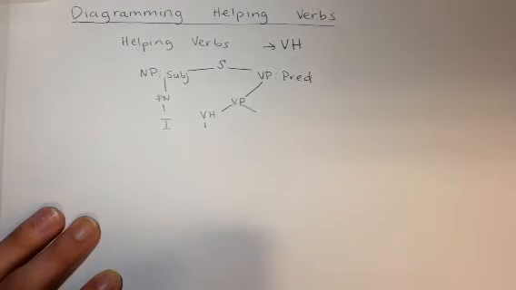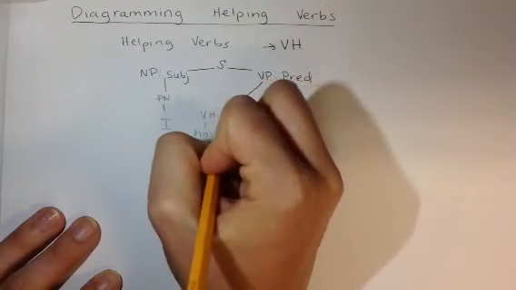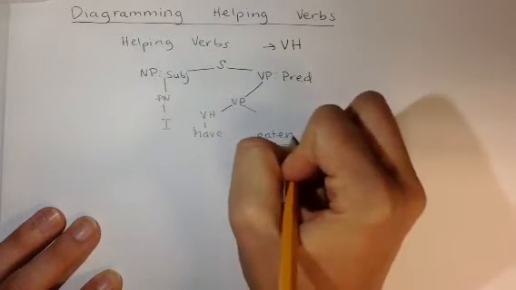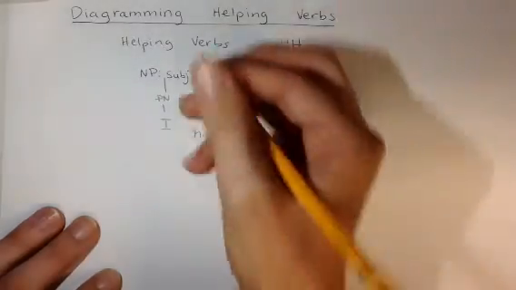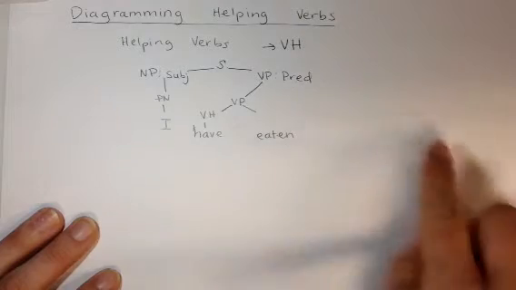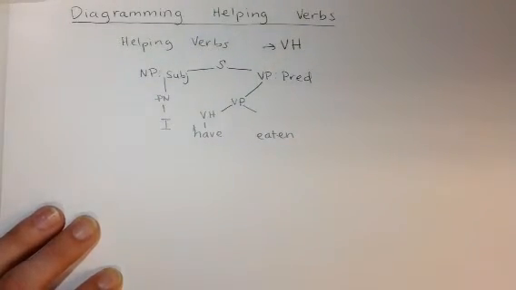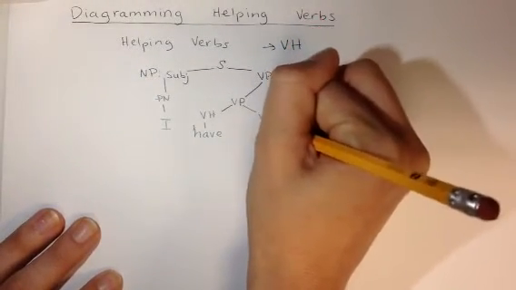So let's say I said, I have eaten. Okay, I have the helping verb that gives me the tense, and then because eaten doesn't tell me what it is, what kind of verb is that? I have eaten. Eaten is a VI. Did you guess VI? If you did, good job to you.